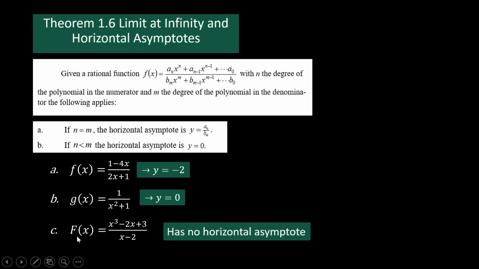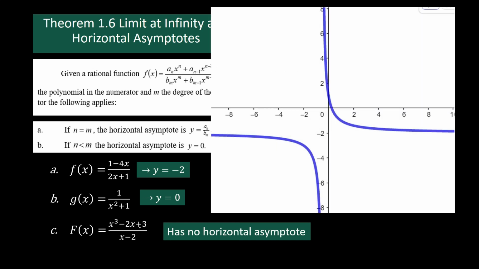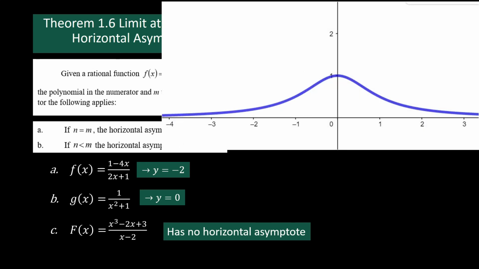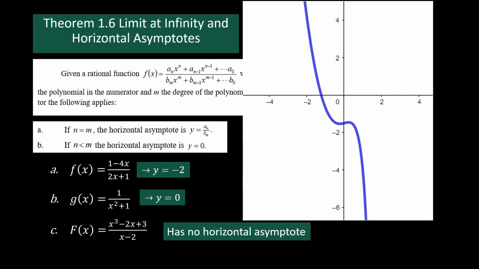I will show you the graph of each of these functions. For letter A, this is the graph. And where is the horizontal asymptote here? It's this. The line y is equal to negative 2. This is the graph of our function in letter B. The horizontal asymptote is the line y is equal to 0. And for our last function, this is the graph. It has no horizontal asymptote.